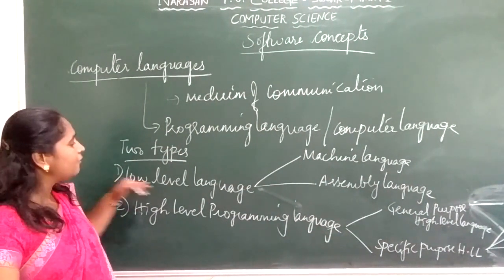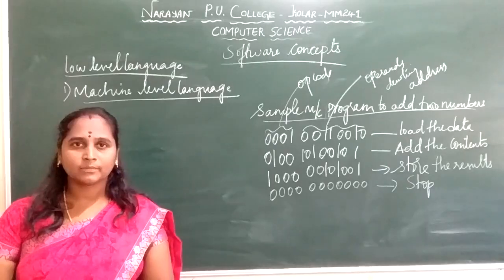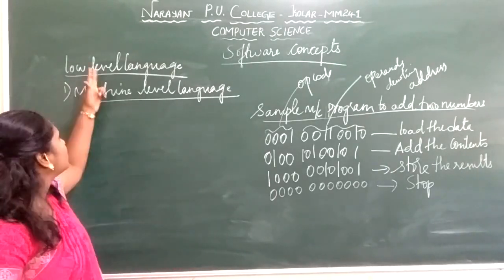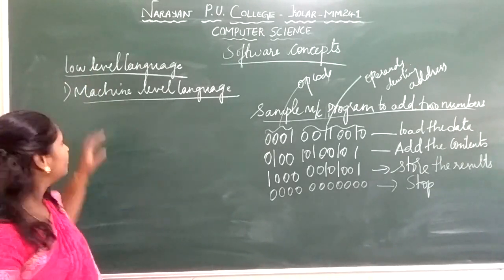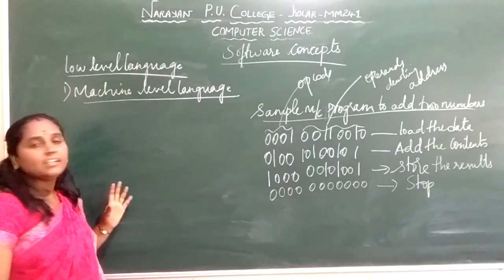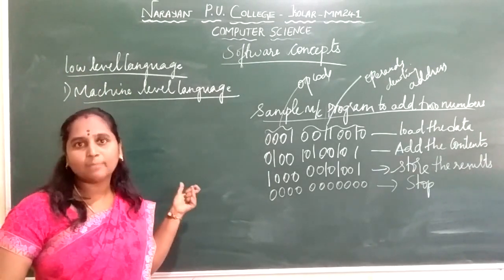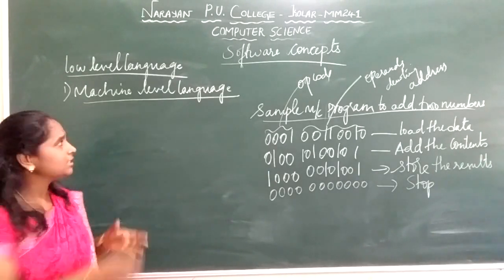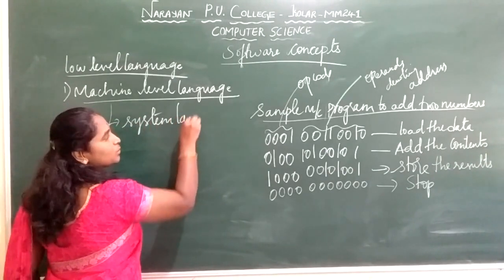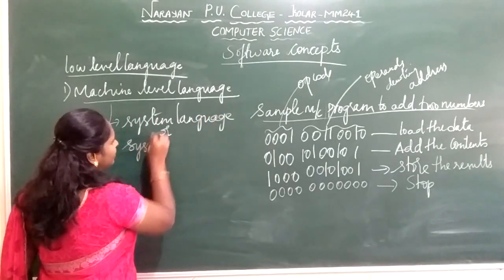Let's see what a low-level programming language is. Under that, we'll see machine-level language. Computer language is broadly classified into two types: low-level language and high-level programming language. In low-level language, we have machine-level language. This is one of the languages that the system can understand. It is one of the system languages, or you can say system understandable language.